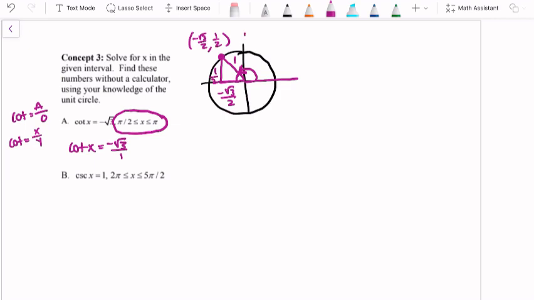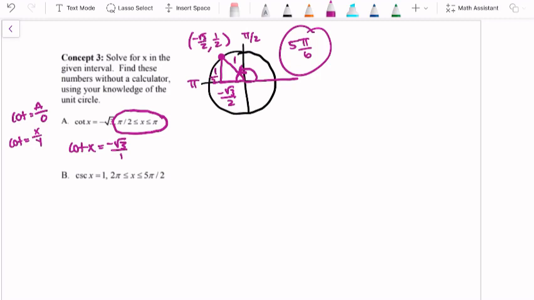Well, I know it's going to be between pi over 2 and pi. And if I'm thinking about it, I know that the different multiples of pi over 6 would give us the square root of 3 for the x coordinate. So since I am in between pi over 2 and pi, I know that this is going to be 5 pi over 6. So that is that value there.